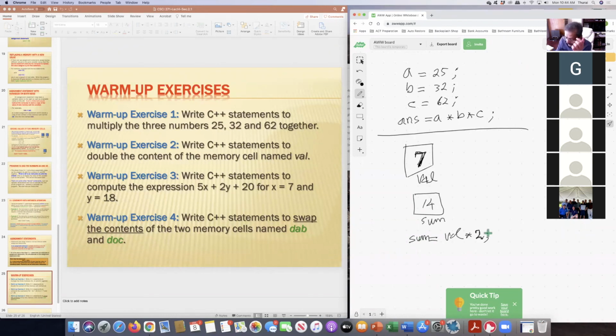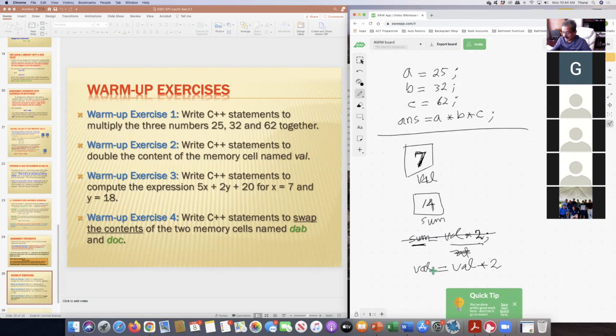What's wrong with that? Val times 2 is calculated, double the value, but it's stored in another variable. So you're storing in another variable sum the value 14. But the problem says you need to replace the val itself with 14. The 7 should be replaced with 14. So what is the right way? This is the wrong way. You need to take val and multiply by 2, and put the result back in val. Then you are replacing val with double of this value.